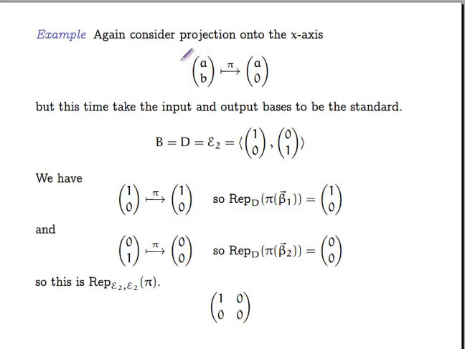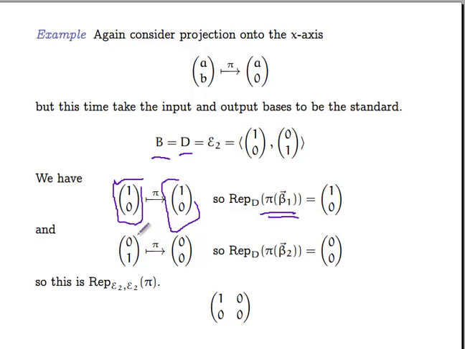Okay, let's do another example. We'll use the very same mapping, but this time we'll use the standard bases for the domain and the codomain. Okay, so we get 1, 0, 0, 1. All right, now the projection acting on the 1, 0 base vector gives me 1, 0. So that gives me a very easy representation of pi of the basis vector beta 1 in terms of this basis. The pi of this basis vector is just the first basis vector in the codomain basis.